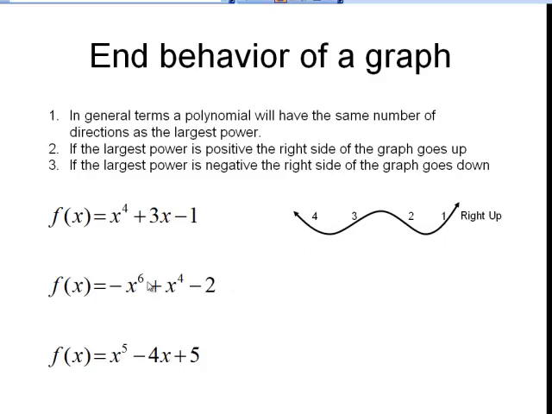Okay, in this case, we're going to have 6 directions, and a negative means the right side goes down. So the right has to go down, and then we just count and keep putting directions until you have 6 of them. So it's going to look like that.